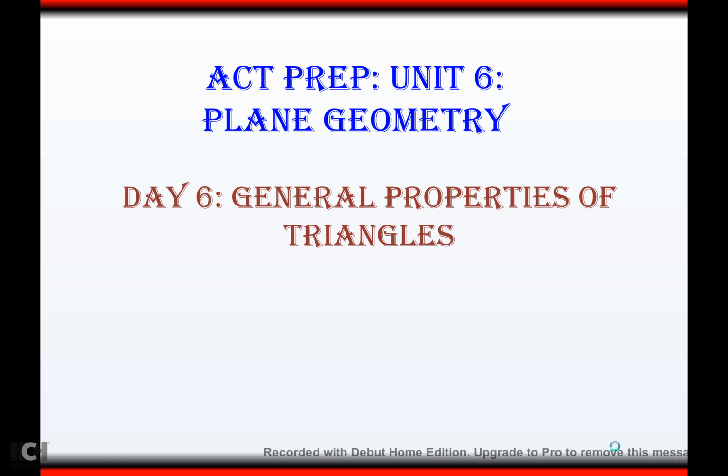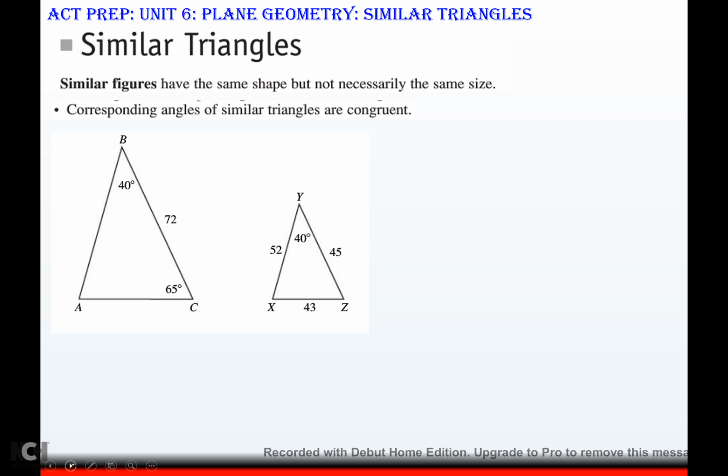All right, welcome back. We are on Unit 6 of our ACT Prep, Plane Geometry Topics. Today, Day 6, we're going to talk about general properties of triangles. So we have similar figures, similar triangles. Similar figures have the same shape, but not necessarily the same size. Corresponding angles of similar triangles are congruent.